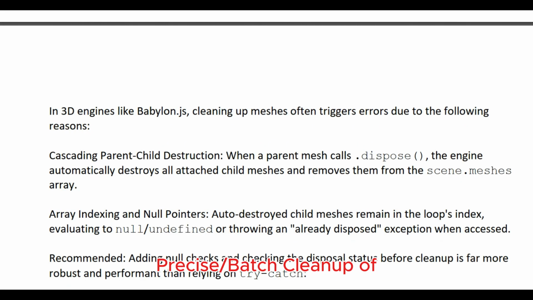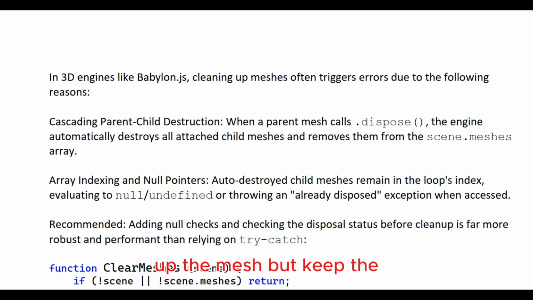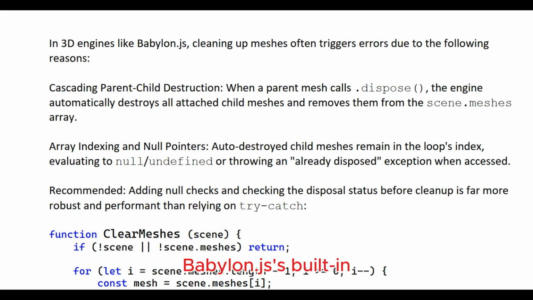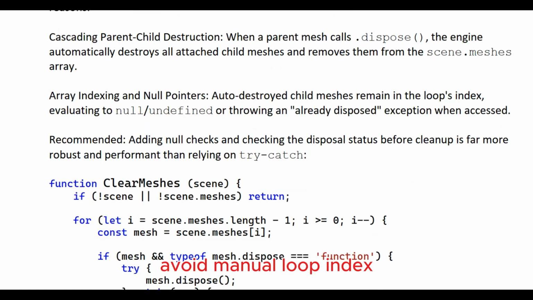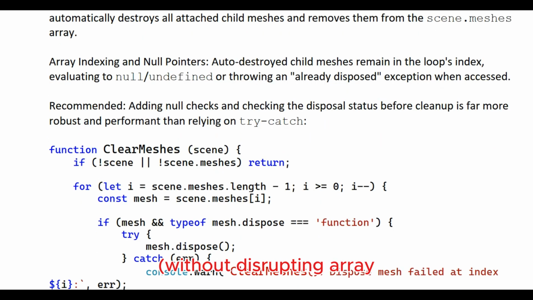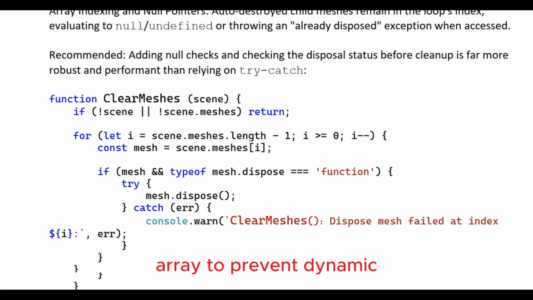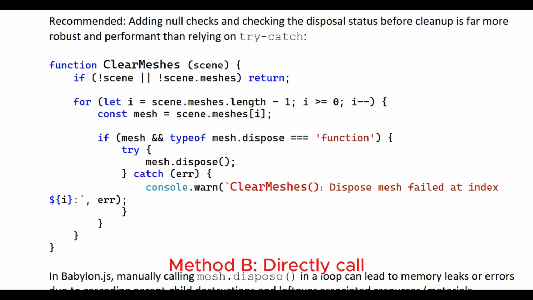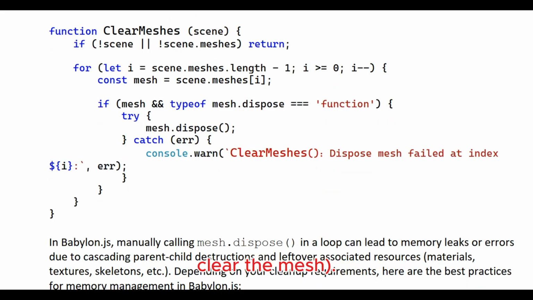2. Precise batch cleanup of specific resource types. If you only want to clean up the mesh but keep the light sources and cameras, you can directly use Babylon.js's built-in scene resource array slicing cleanup method to avoid manual loop index out of bounds issues. Clean up all meshes without disrupting array iteration. Method A. Use slice to shallow copy the array to prevent dynamic modification of the original scene meshes array during dispose. Method B. Directly call Babylon's resource cleanup method if you only want to clear the mesh.